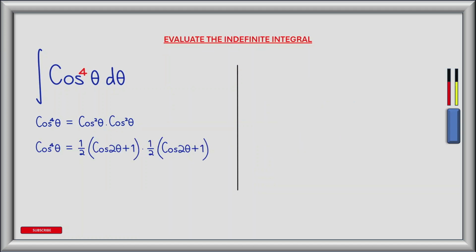So now, making the substitution for cos²θ, we're left with cos⁴θ is equal to 1/2 into the bracket of cos2θ plus 1 multiplied by 1/2 into the bracket of cos2θ plus 1. Expanding the brackets, we have cos⁴θ is equal to 1/4 times cos²2θ plus 1/2 times cos2θ plus 1/4.